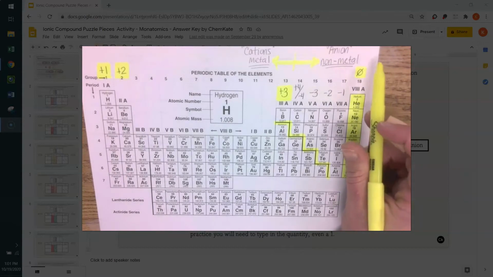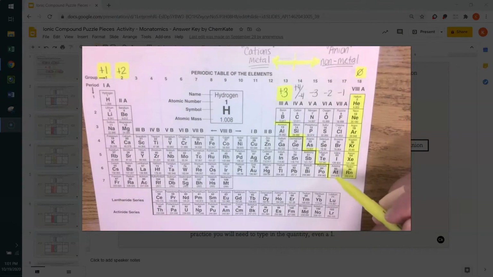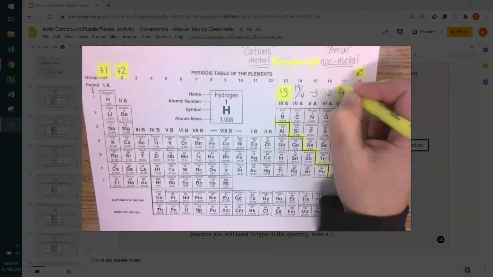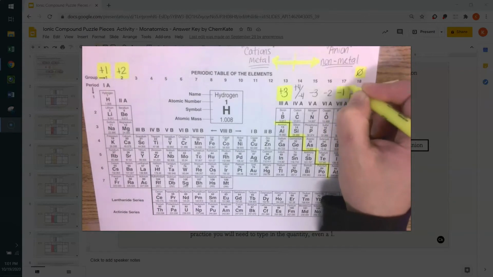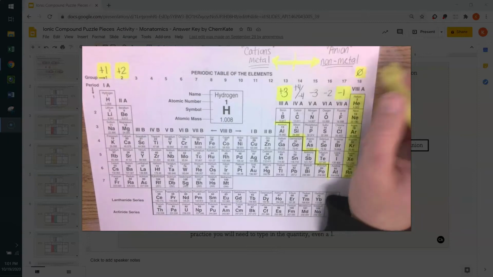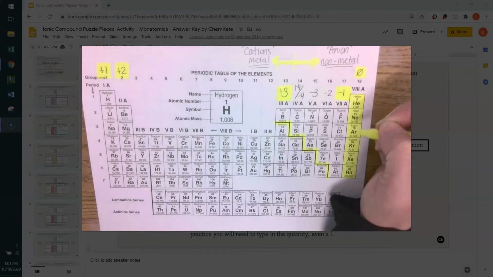Moving over just one column here, fluorine through astatine, you can see they have a -1 charge, and this is because they have 7 electrons in their outermost shell, which means they want to accept 1 more electron to be stabilizing that shell with 8 electrons in it, so they have a -1 charge because they take on 1 electron.